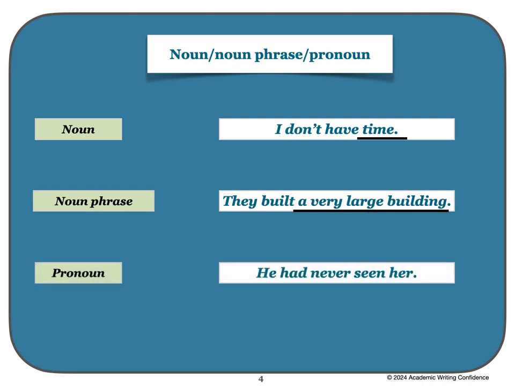He had never seen her. He'd never seen what? Or in this case, who? He had never seen her.